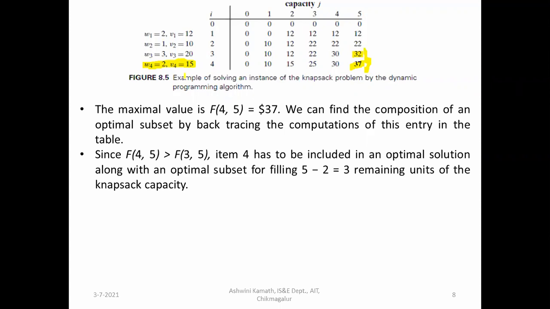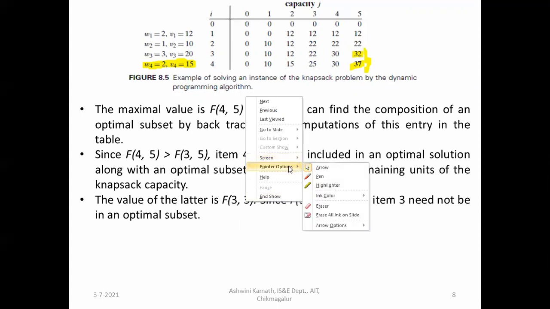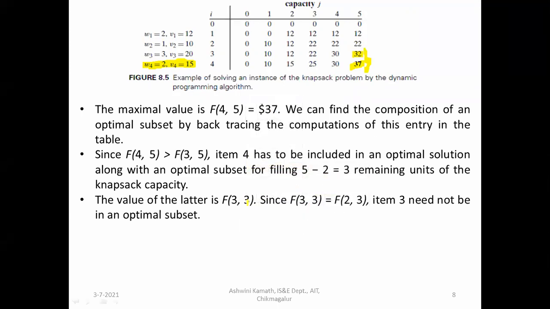So let us check the next value. The next value is f of 3 comma 3, right? The capacity of the knapsack remaining is 3. So check f of 3, 3 and f of 2, 3. I hope you are getting it. The first 3 is the item number, and the second 3 is the remaining capacity of the knapsack. So the remaining capacity is 3 and the 4th item is already included in the knapsack.